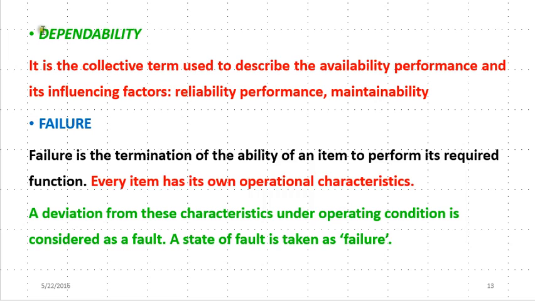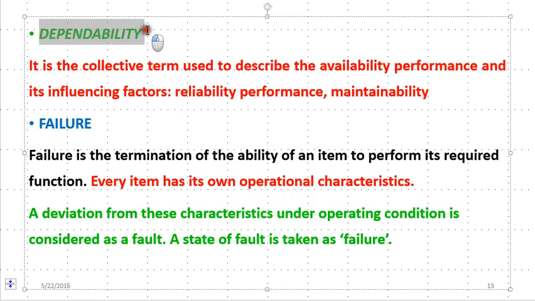We continue with our definition. We come to another term, they call it dependability, and this is the collective term that is used to describe the level of availability. That's the level of possibility for the machine to be available to work at a particular time. So this dependability is availability performance, and its influencing factors as we have seen. What determines availability is what, the reliability of the system and what, its maintainability.